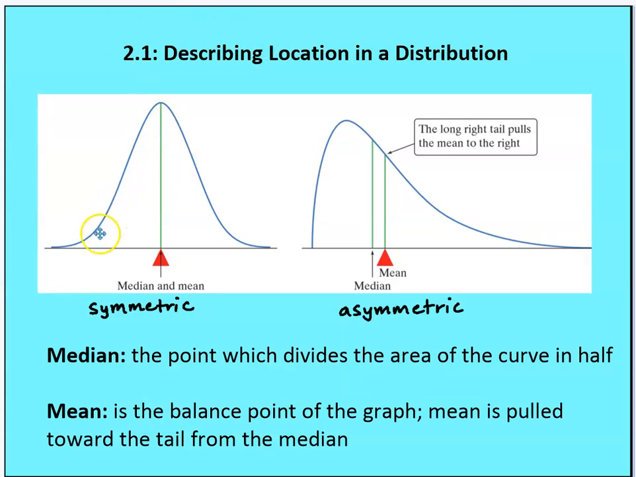All right, so when the mean and median are the same, then the distribution is symmetric. When it's skewed right, then it pulls the mean to the right, median stays the same. When it's skewed left, then it pulls the mean to the left of the median. So the median, again, is the point at which divides half of the area of the curve. And the mean is the balance point of the graph. Mean is pulled towards the tail.